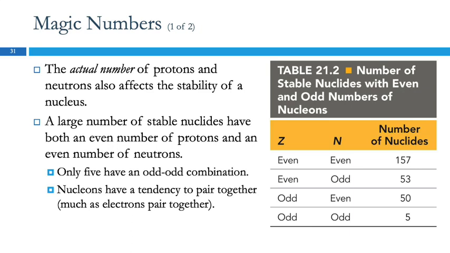Right? So that's over half of them have an even number of protons and neutrons. Even number of protons, odd number of neutrons, 53. Odd and even, 50. Odd number of protons, odd number of neutrons, there's only 5.